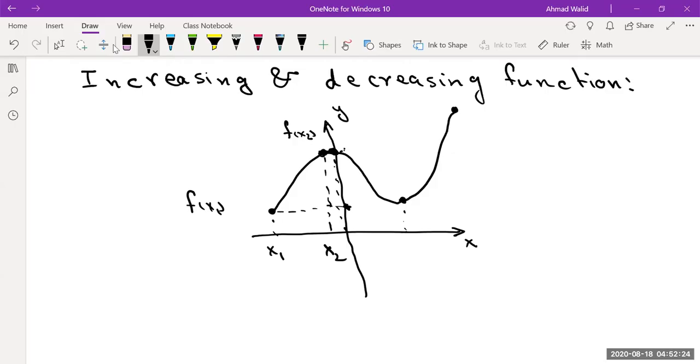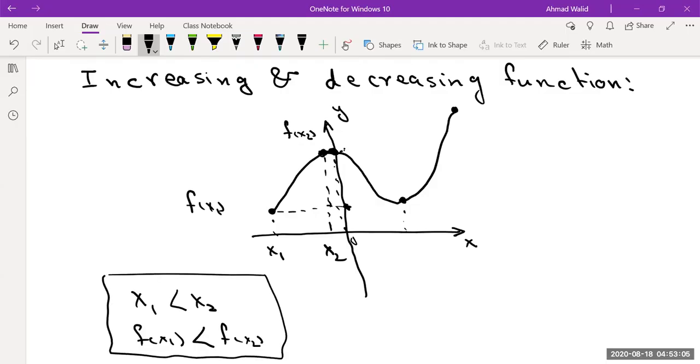Now, you see your x1 is less than x2. Do you agree? x1 is less than x2 because I'm on the negative side, right? x1 is smaller than x2. When you are closer to 0, that number is bigger, right? As you go far from 0, the number gets smaller. But what about the relation between f of x1 and f of x2? Clearly, you can see that your f of x1 is actually smaller than f of x2.